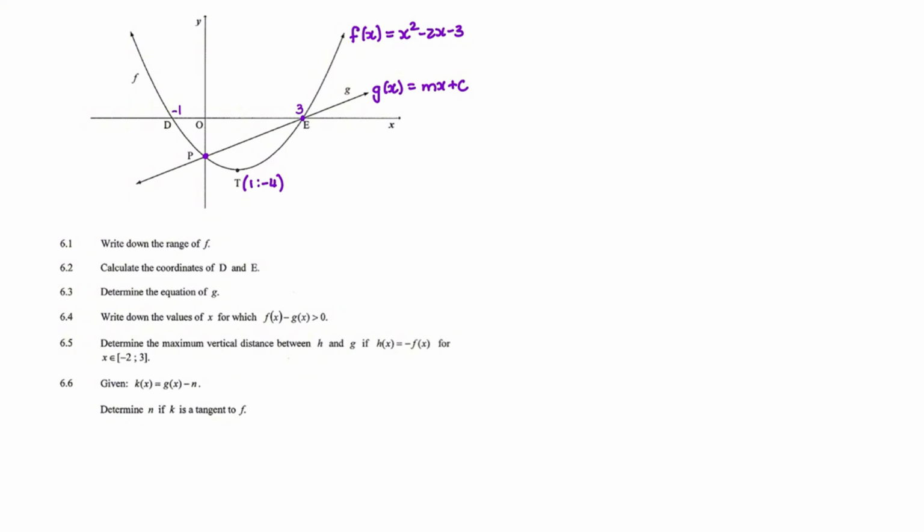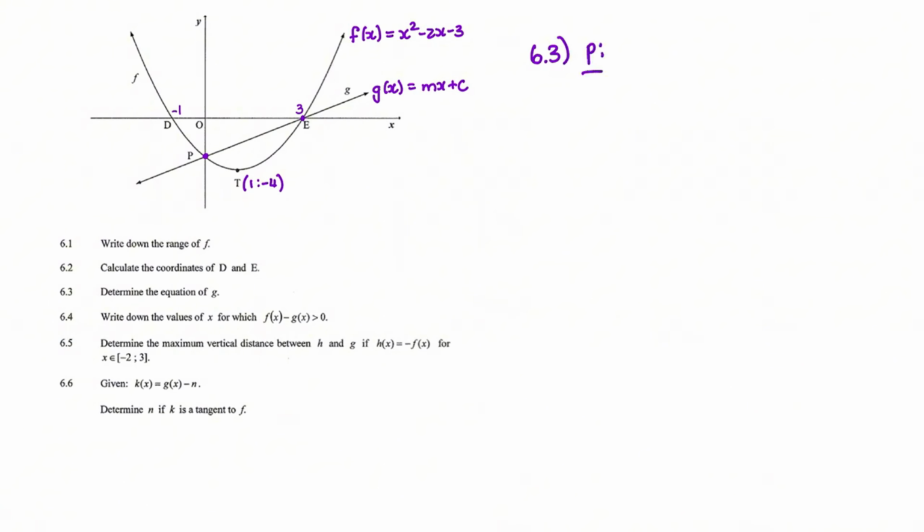Question 6.3. Determine the equation of g. So we have g(x) = mx + c. And I can find the c value if I can find the coordinates of P. Now P is the y-intercept of f(x), so let us start there. Let's find the coordinates of P.